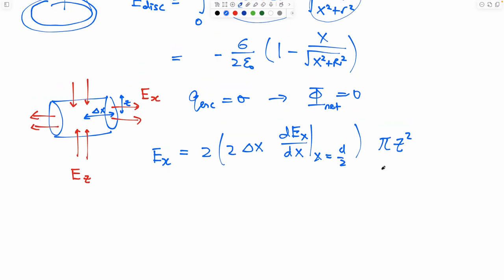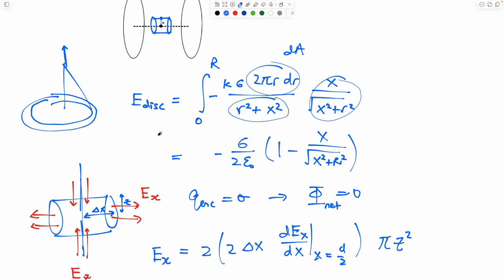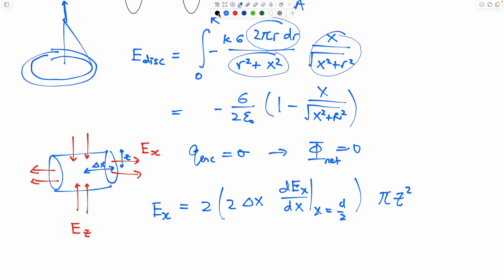Okay, let me explain what each term means. dE/dx is evaluated at x equals d over 2. This is because at the equilibrium point, E is 0, because you have plates on both ends. So E equals 0 at the equilibrium point. If you want to go out by a bit, then one of them will add on, the field strength of one will become stronger, the other one will become weaker by a bit. A bit is this thing, dE/dx times delta x.